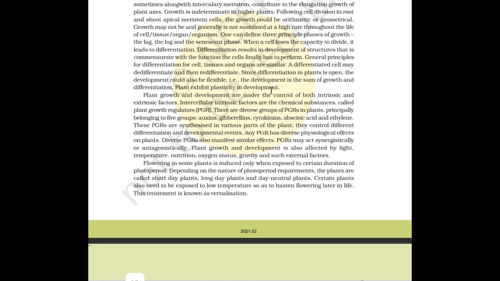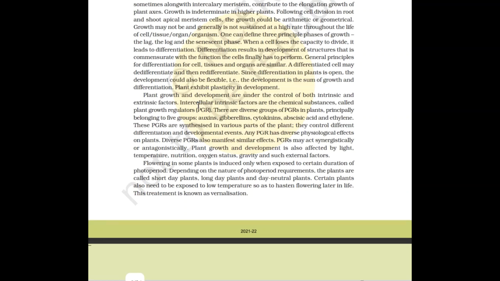Generally, the principles of de-differentiation for cells, tissues, and organs are similar. A differentiated cell may be de-differentiated and then redifferentiated. Since differentiation in plants is open, the development could also be flexible. That is, the development is the sum of the growth and differentiation. Plants exhibit plasticity in development.